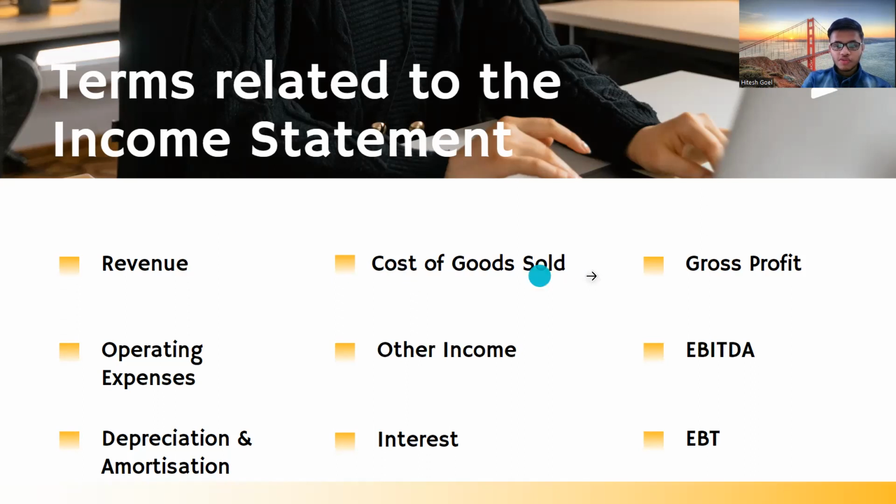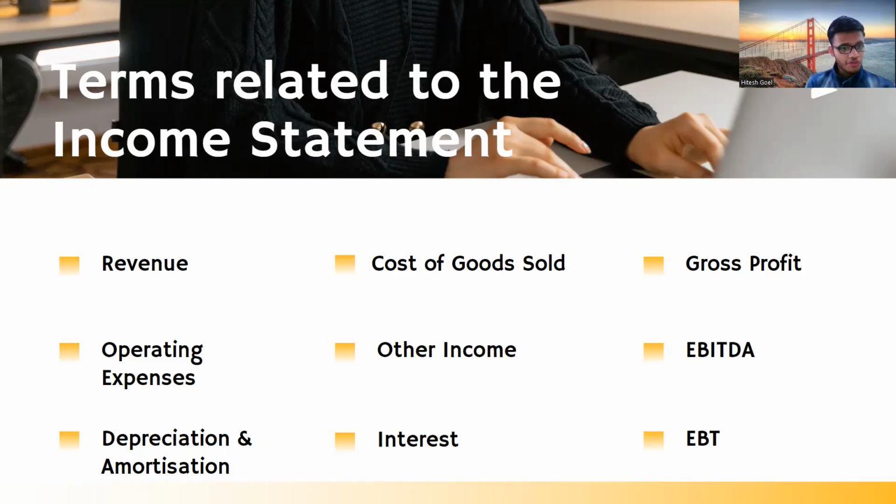Now coming to the cost of goods sold. Cost of goods sold are the other expenses that you incur to make that product. For example, inventories, raw material, direct labor, and there are so many different types of cost of goods sold that you incur to make the product, right?